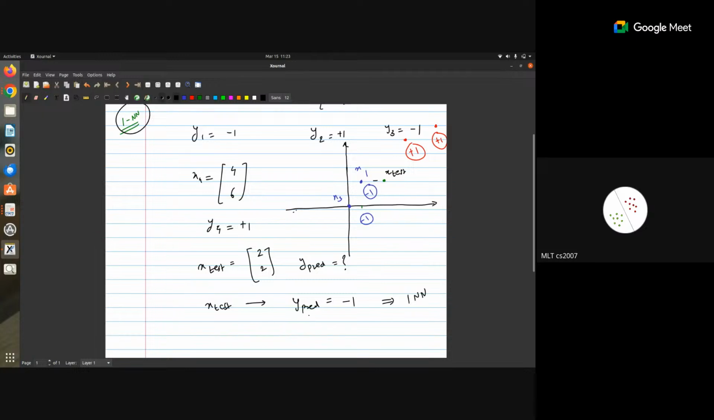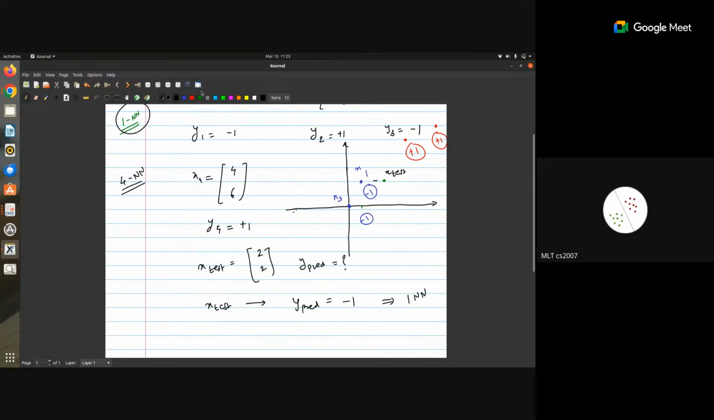Okay. If I have four nearest neighbors, what will be the prediction? Then it will be a tie, sir. It will be a tie, right? So that means we don't know. So in the tie case, what should be the prediction? It can either be the negative class or the positive class, right?